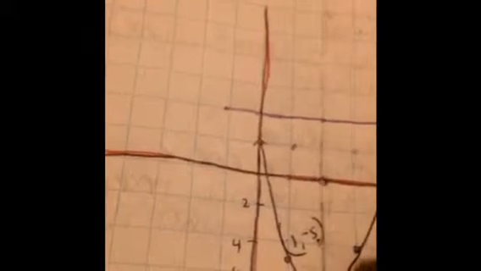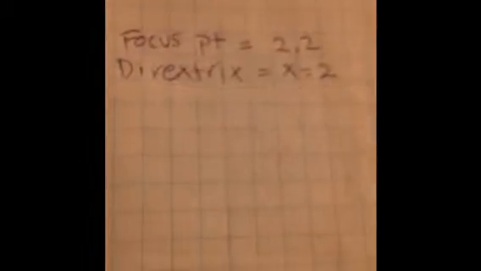From here we go from the vertex 1, 2, 3, 4, 5 up, which means to find the focus point we just have to go 1, 2, 3, 4, 5 down. This point is 2, 2, and the directrix is x = 2.